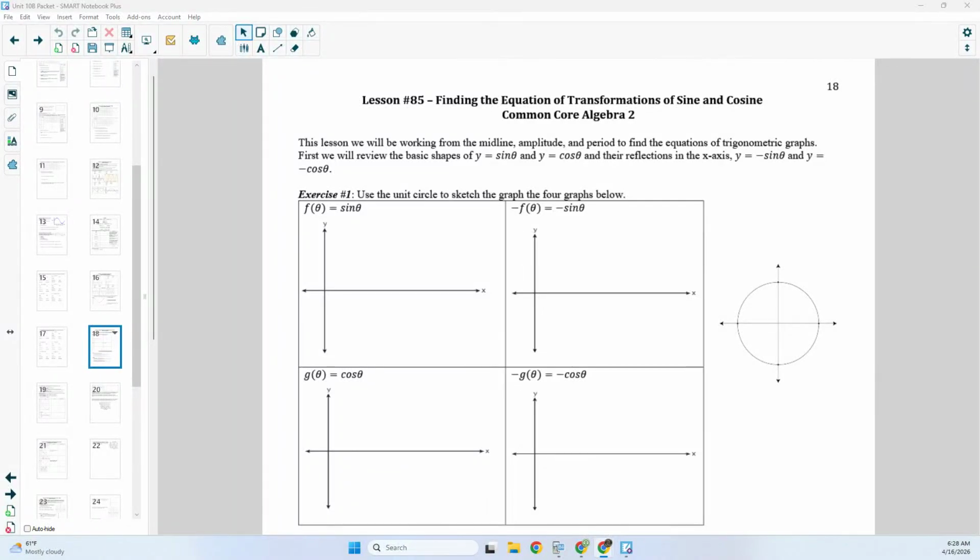Equations of these transformations of sine and cosine. The first thing we need to look at is really telling if we even have a sine graph, a cosine graph, or maybe a reflection of one of those in the x-axis. So we're going to graph each of these graphs using the unit circle.